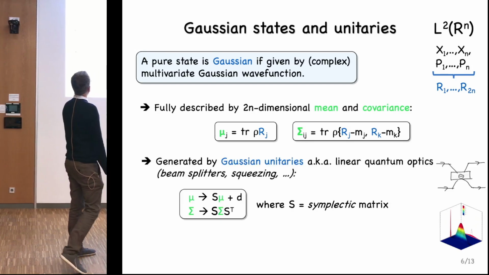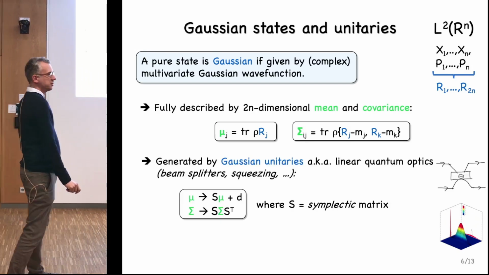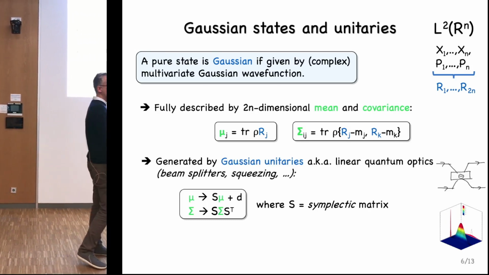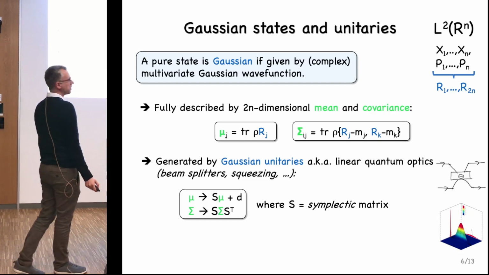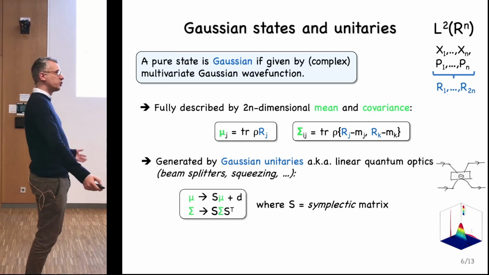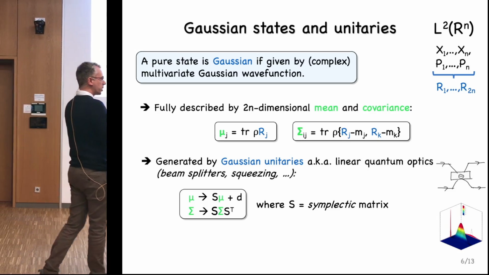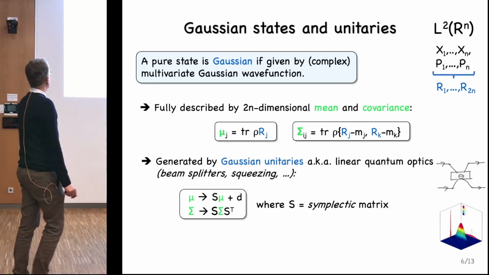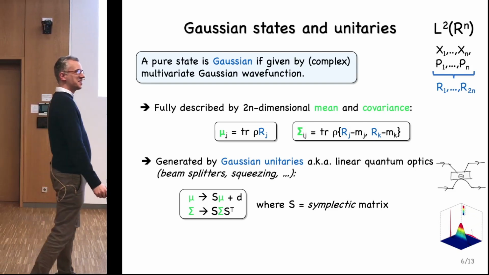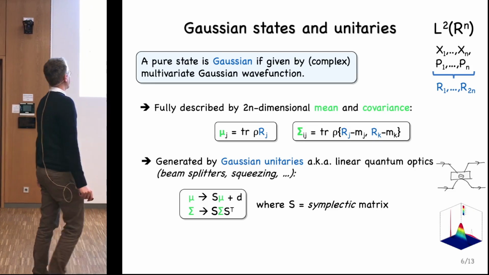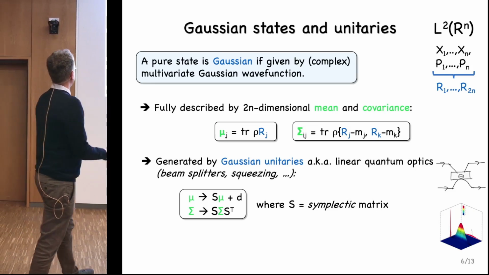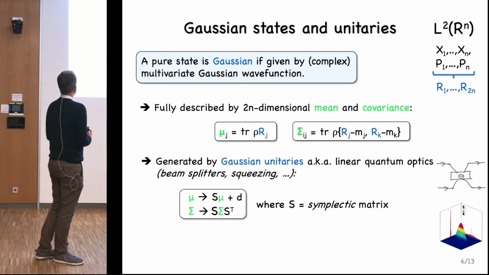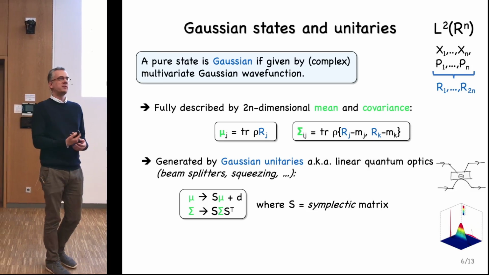You can generate these things by Gaussian unitaries, which are basically the things that linear quantum optics allows you to do, like beam splitters, squeezing, and evolution by quadratic Hamiltonians. If you care about pure states, those you get from a vacuum state, whereas the vacuum state is just the nicest Gaussian in L2(R^n), the standard Gaussian. And because the states that come out are Gaussian, you can track what happens to them simply by tracking what happens to the mean vector and the covariance matrix.